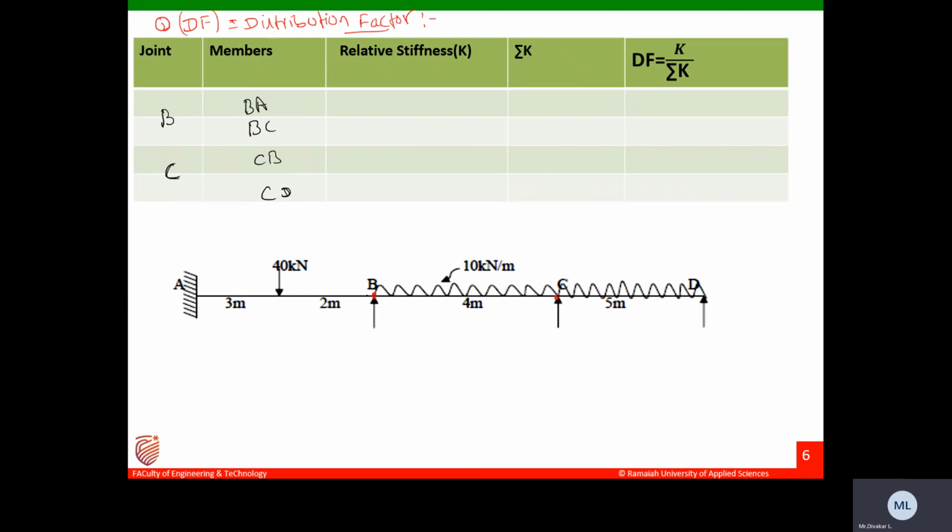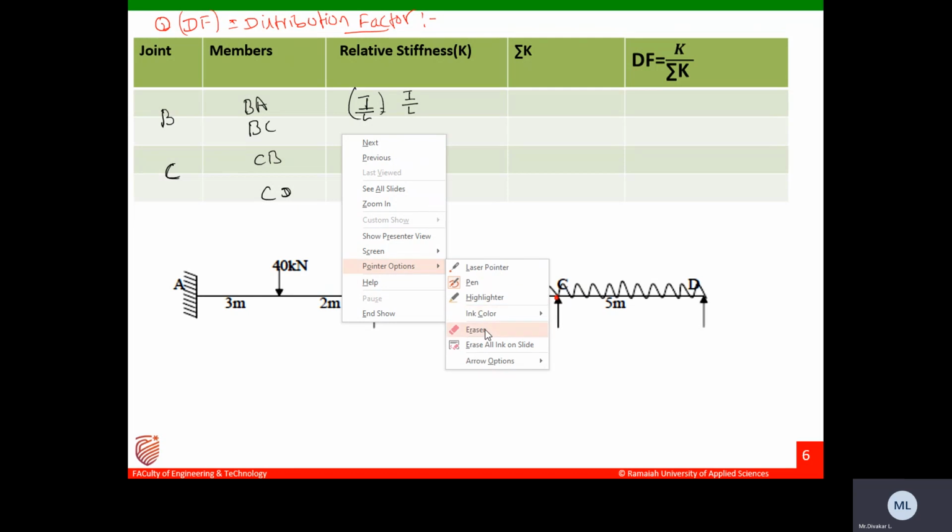Now what is the relative stiffness for BA? We need to remember one point. With respect to the intermediate support, if the far end is fixed or continuous, the relative stiffness will be I by L. Please remember, it is very important, the relative stiffness will be taken as I by L.